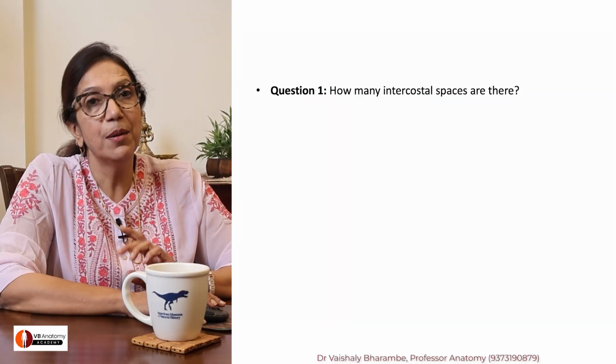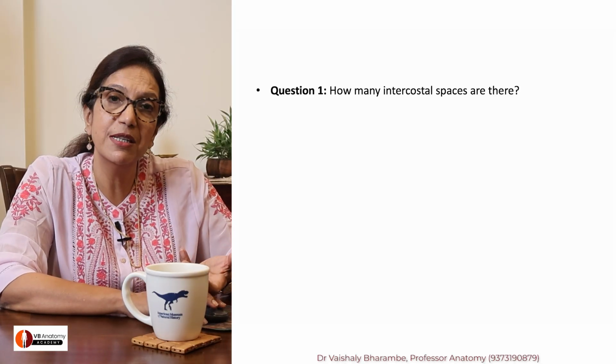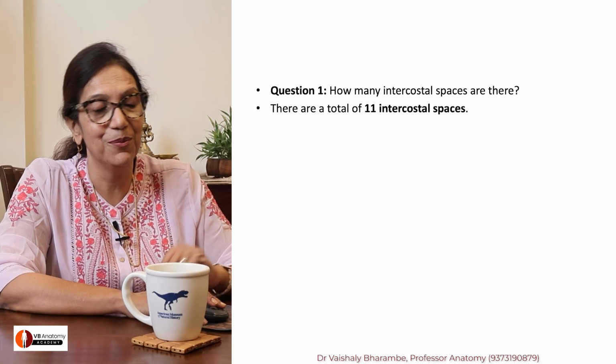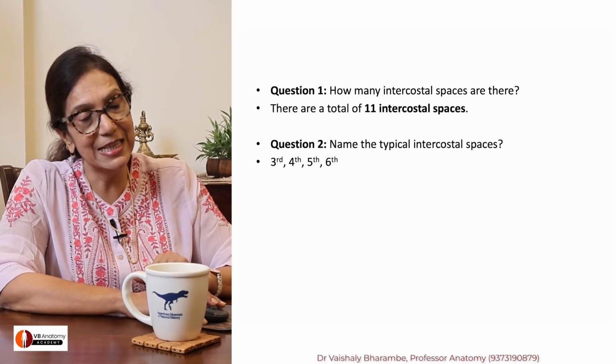Right. Question number 1. If you understood up till now, you should be able to answer. How many intercostal spaces are there? There are 11. Very nice. Name the typical ones. Yes, 3rd, 4th, 5th, 6th.